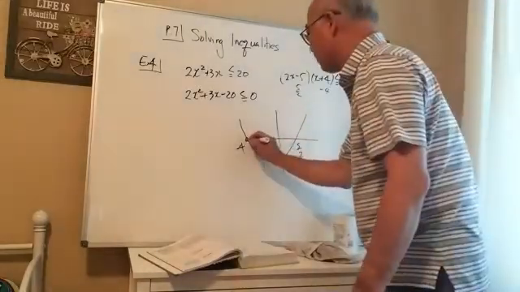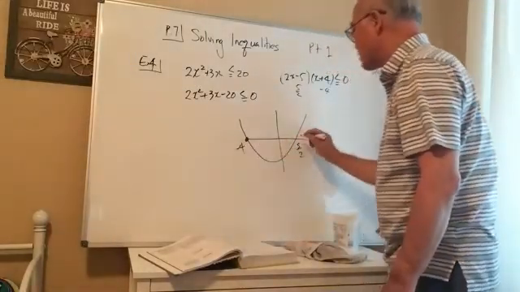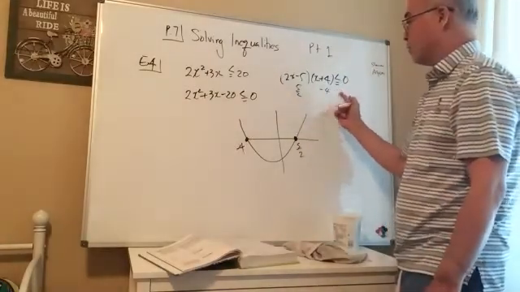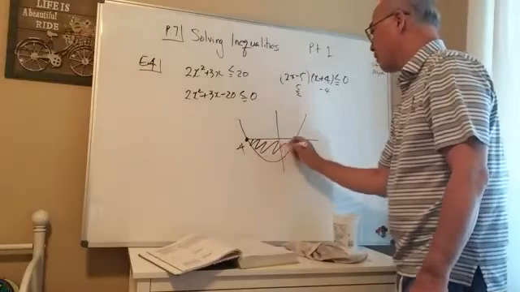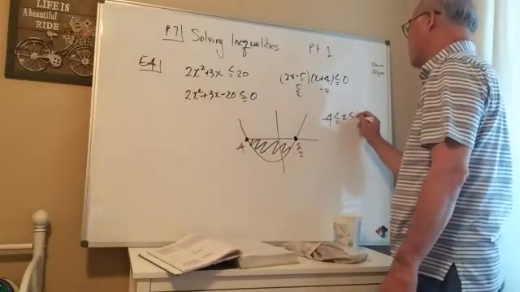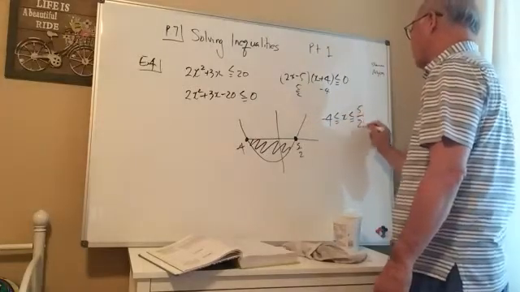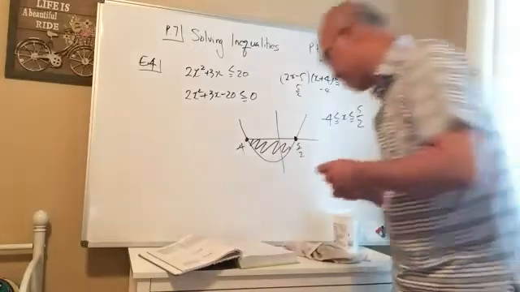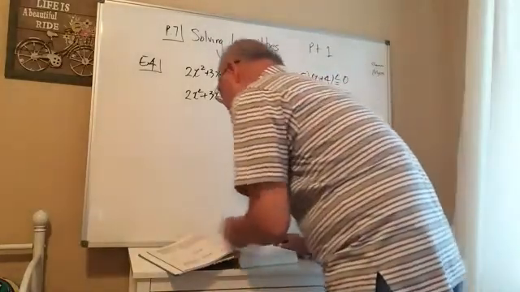So it's going to be from here. Now it's a closed dot. These are both closed dots because I have the equal sign. And it's going to be down here. So your answer is -4 ≤ x ≤ 5/2. Okay? And that's how you would work that.